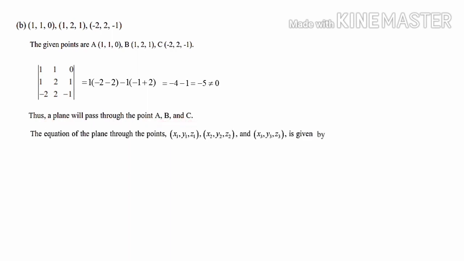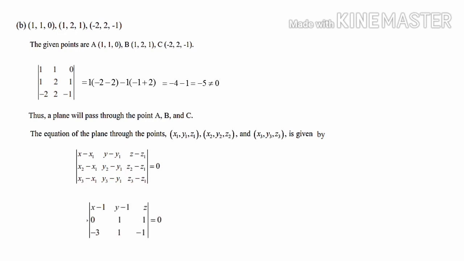Let's write the formula. The equation of the plane through the points (x1, y1, z1), (x2, y2, z2) and (x3, y3, z3) is given by the determinant: x minus x1, y minus y1, z minus z1; x2 minus x1, y2 minus y1, z2 minus z1; x3 minus x1, y3 minus y1, z3 minus z1, equal to 0.